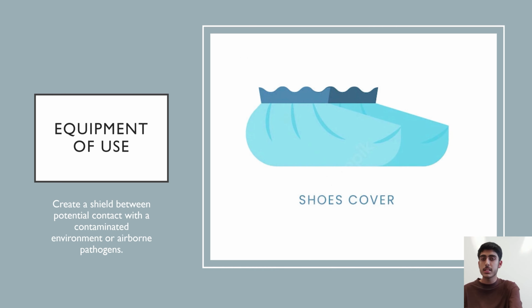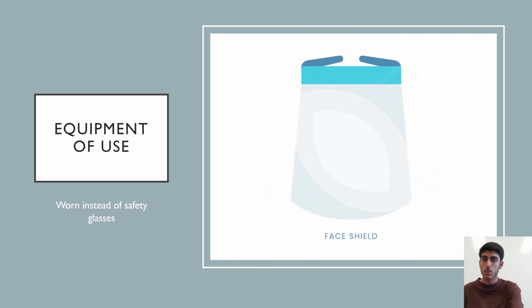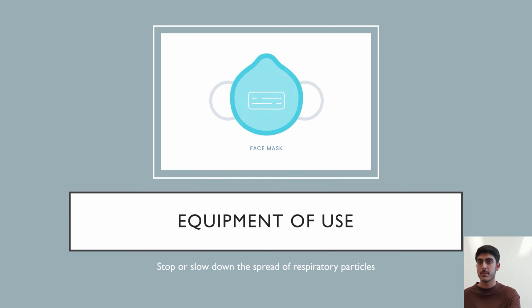It creates a shield between you and potential contact with a contaminated environment or airborne pathogens. Next up is a face shield. Well, it is worn instead of safety glasses, so it's your choice totally. Face mask. This might be something that everyone would be aware of because of the recent pandemic crisis. Basically the use is to help a person by stopping or slowing down the spread of respiratory particles which are flowing in the air.